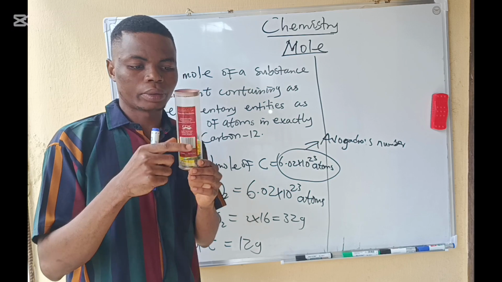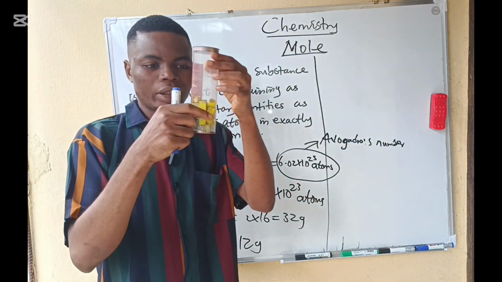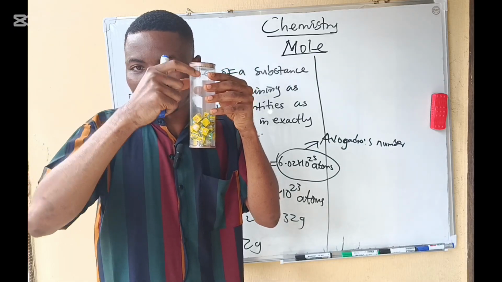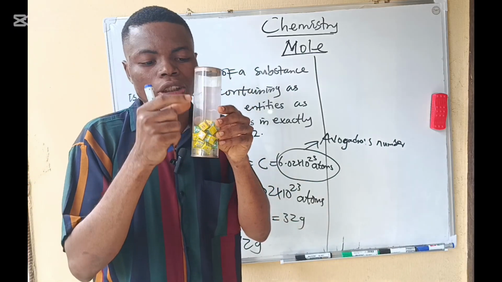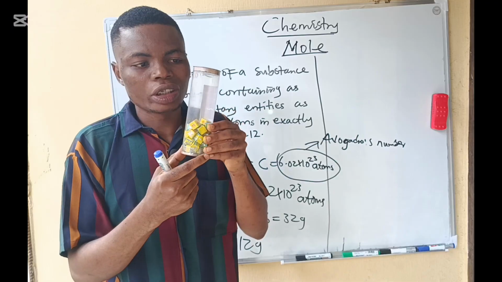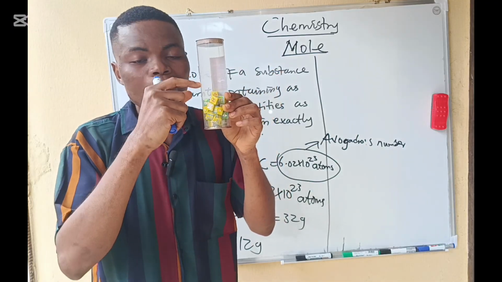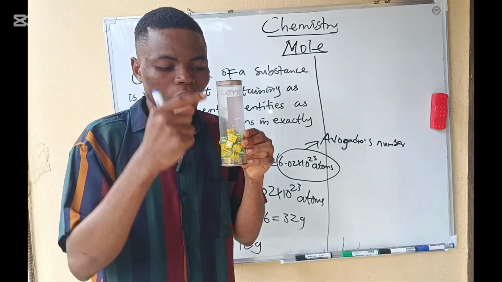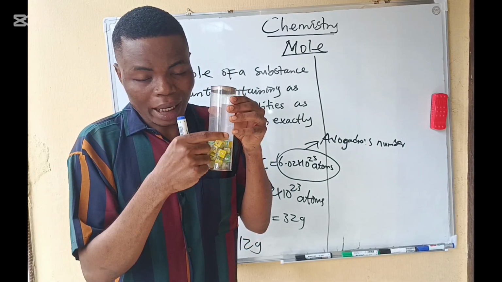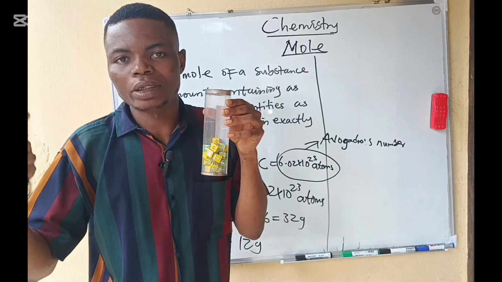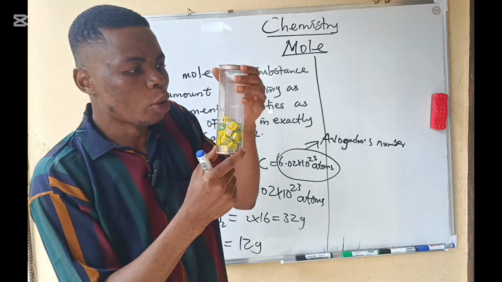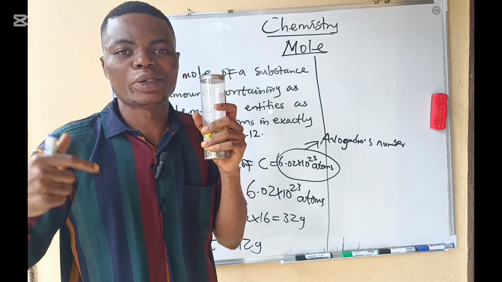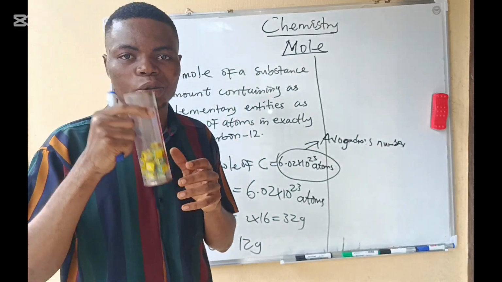Let me use this as an example. Look at this as a mole. Then what is inside? The contents of this mole is what we mean by the atoms. So it means that 1 mole of this contains how many Maggi? This is the Maggi that you are seeing here. So for this 1 mole, let's assume that the Maggi inside is up to 6.0 times 10 to the power 23 atoms. So the mole like this contains 6.0 times 10 to the power 23 atoms. So that is what we mean.